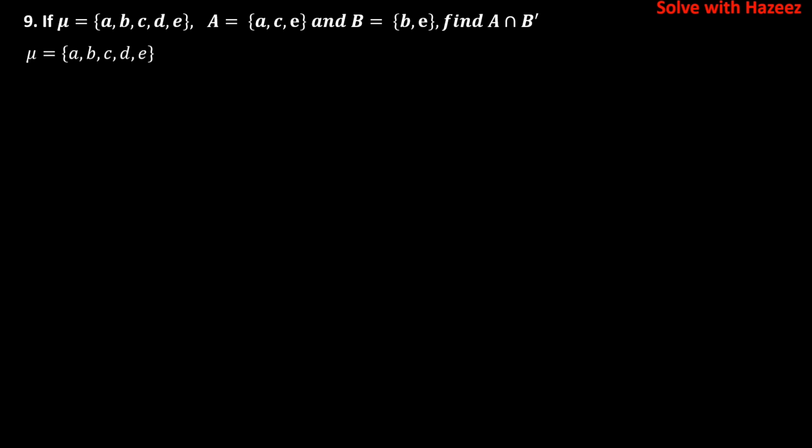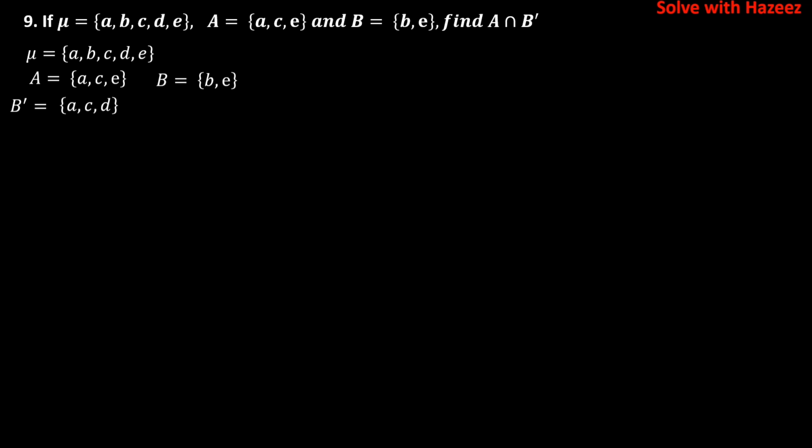So let us list all the given sets in the question. We have mu, which is the universal set, then we have set A and set B. To find A intersection B prime, we need to find B prime. And what is the meaning of B prime or B complement? B prime consists of all elements that remain after we've removed the set B from the universal set. That is, by removing B, E from the universal set, we are going to be left with A, C, D.